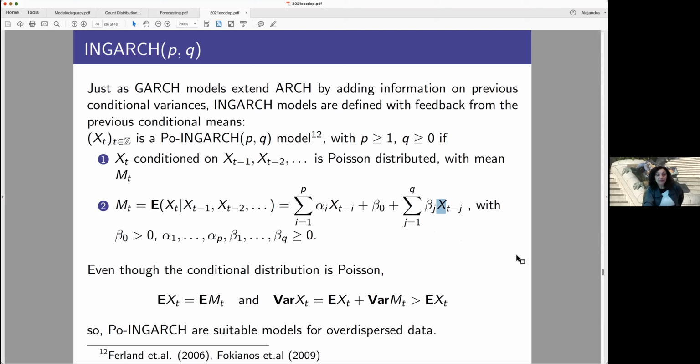Well, even though the conditional distribution is Poisson, the marginal variance is bigger than the marginal mean. So the Poisson INGARCH models are suitable for over-dispersed data as well.